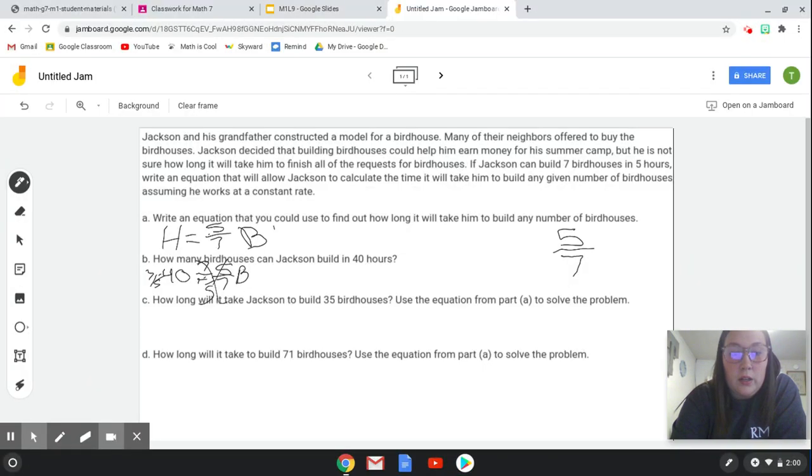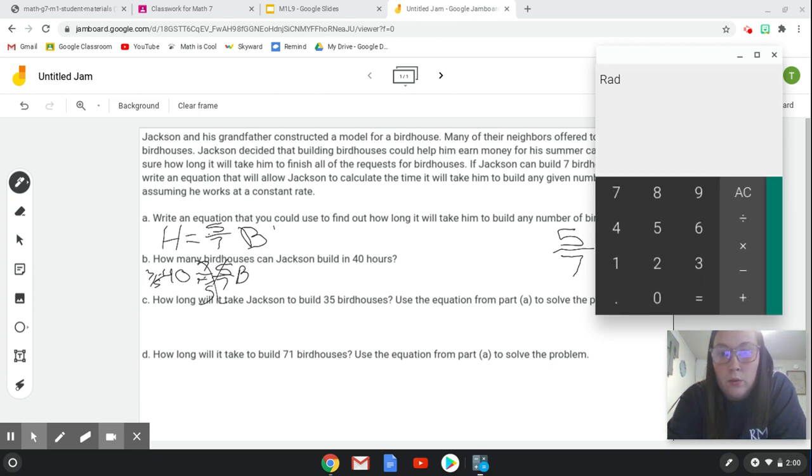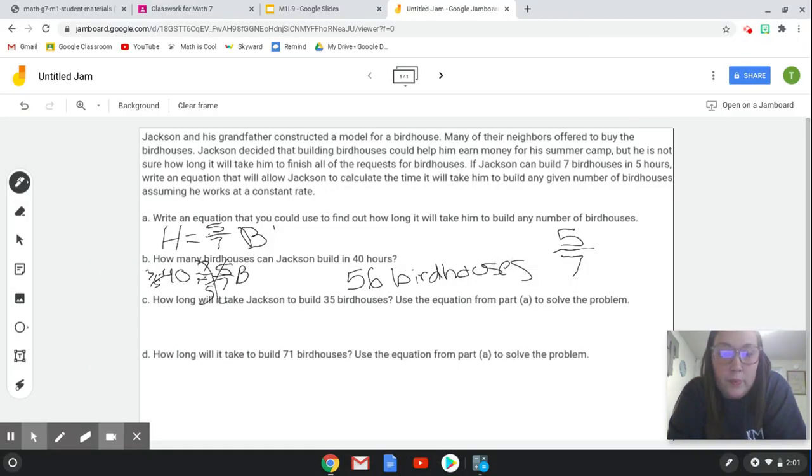So now the easiest way to do that on a calculator, let me pull mine up again, would be to go 7 times 40, and then we'll divide that by 5. And so it would take 40 hours for Jackson to build 56 birdhouses. All right, what about this next one? How long will it take Jackson to build 35 birdhouses?